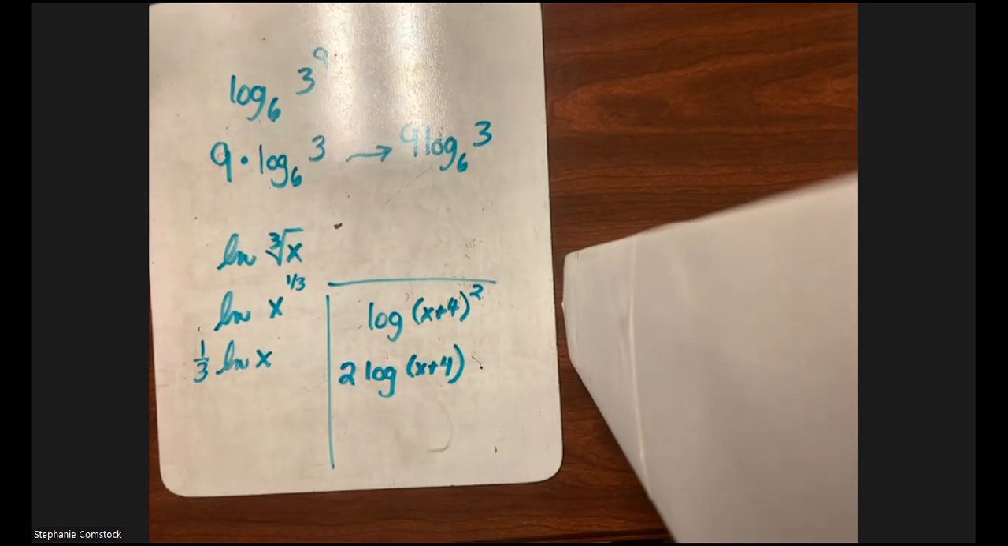So these are 3 basic rules that we have. We've got our product rule, so multiplication goes to addition. Our quotient rule, division goes to subtraction. And now we have our powers can come down out in front. In the next couple of videos, we're going to see how we can utilize this to help us do some math.